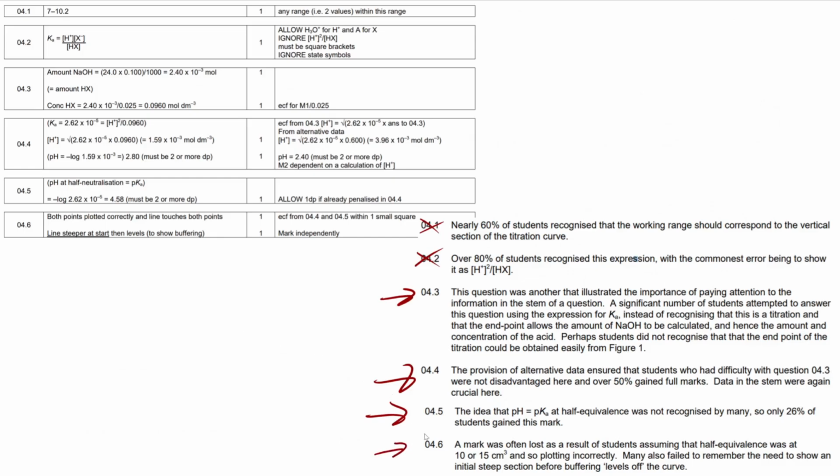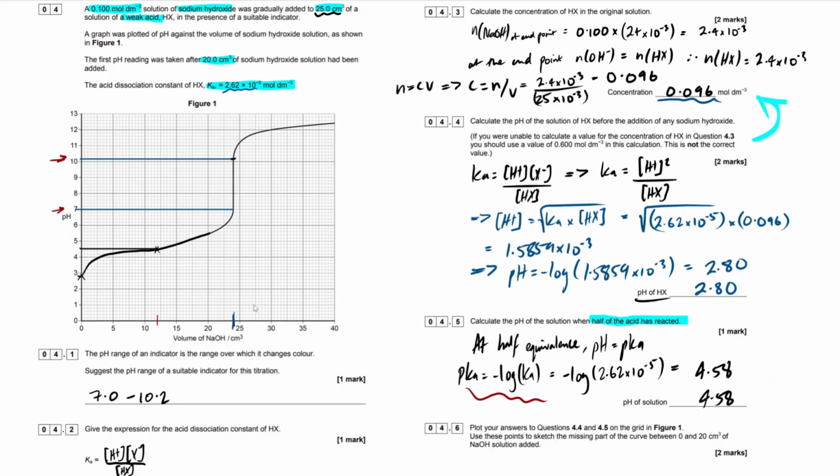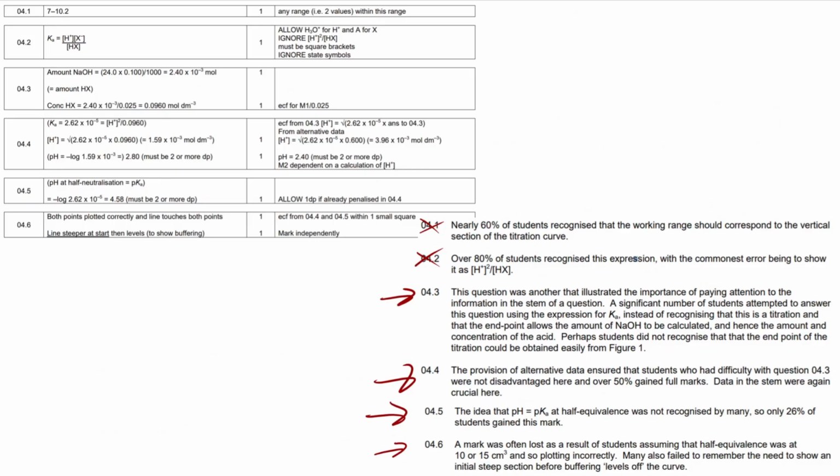Next up then, 4.6. A mark was often lost as a result of students assuming that half equivalence was at 10 or 15 centimeters cubed, and so plotting incorrectly. I'm not too sure why that would be the case here, but I assume they just made a mistake. 25, 20, I'm not sure. Maybe they got to 10 here from the 20, I assume, but other than that, I'm not too sure. Just remember that half equivalence is exactly half neutralization, okay? Just keep that in mind.